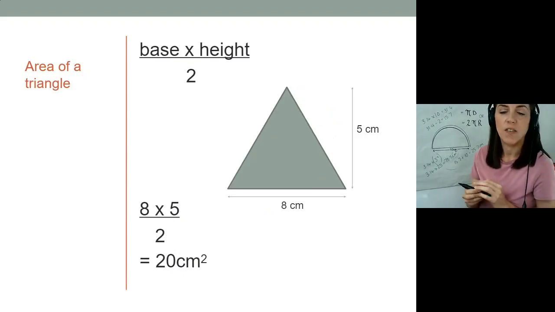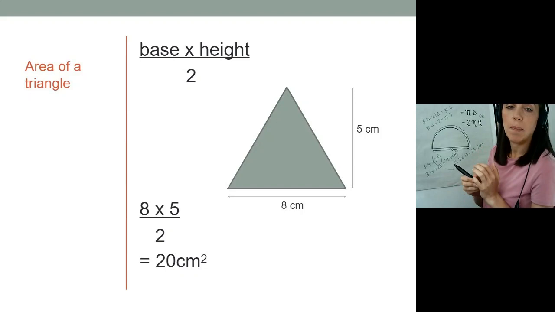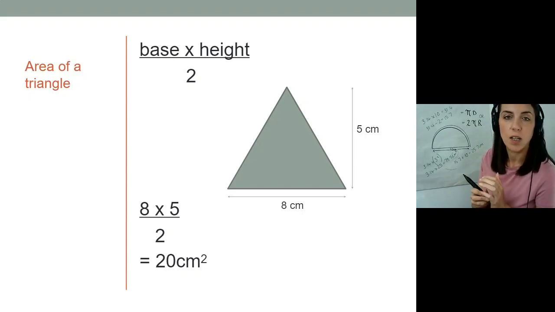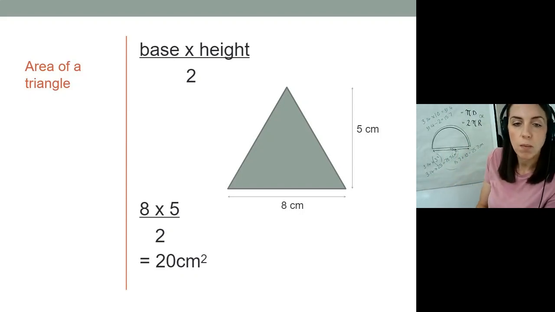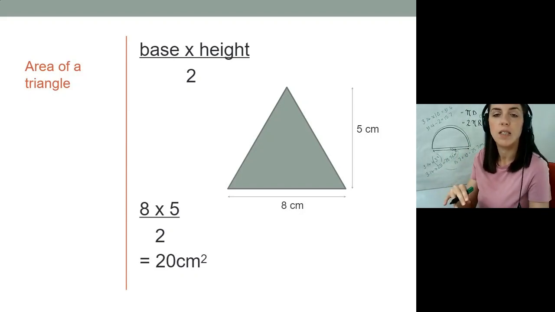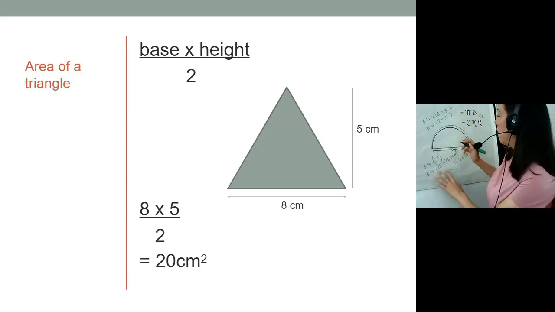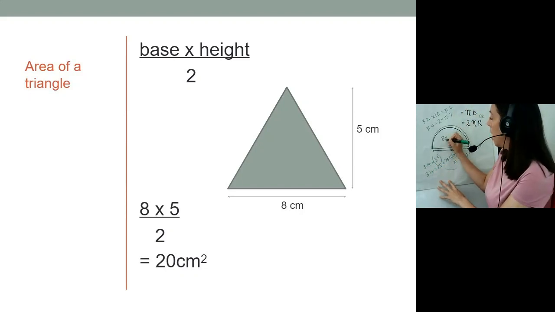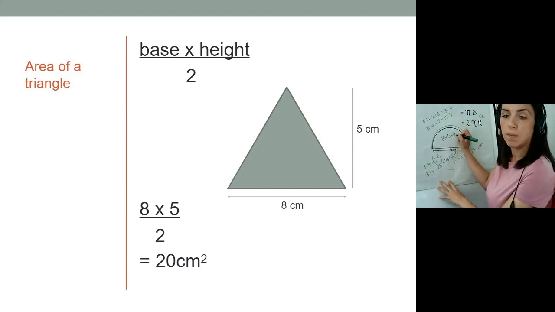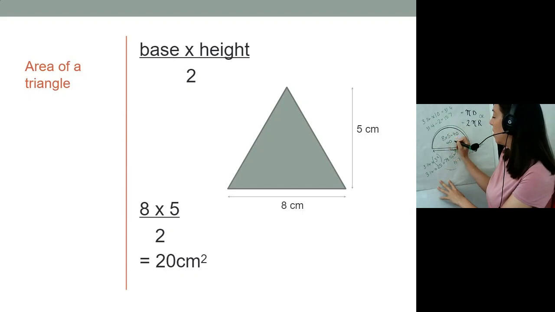So the area of a triangle, to calculate that, is base times height divided by 2. Again, you'll need to know this for your exam. So to calculate the area of a triangle, we multiply the base by the height and then half it. So in this example on the screen, the base of the triangle is 8 centimetres. The height is 5 centimetres. 8 multiplied by 5 is 40. 40 divided by 2 is 20.